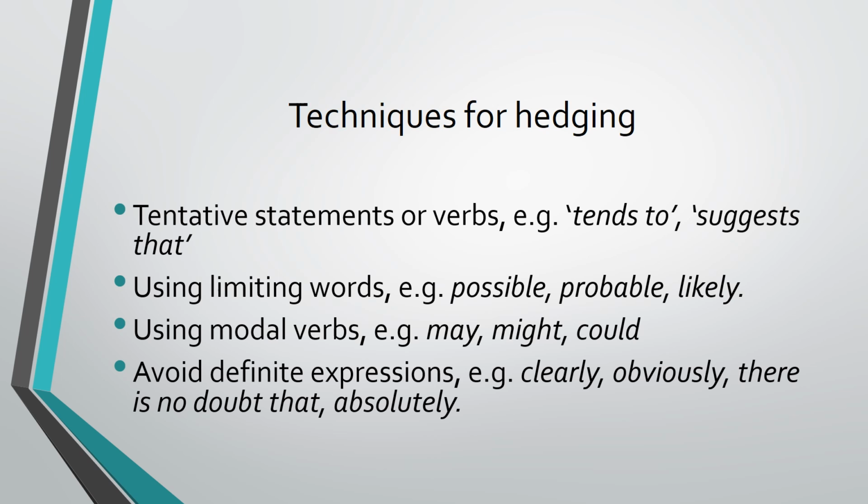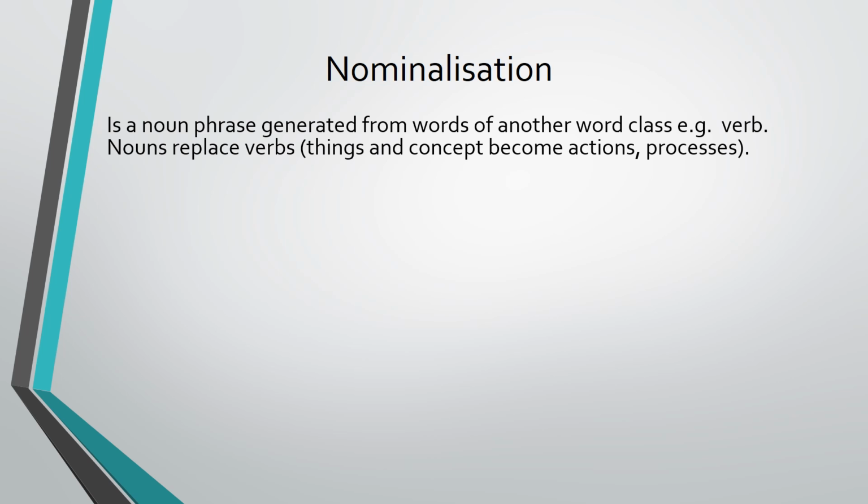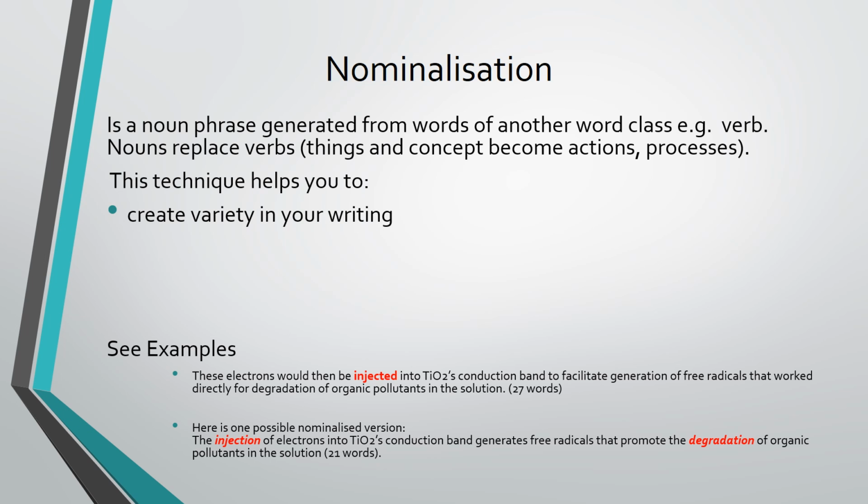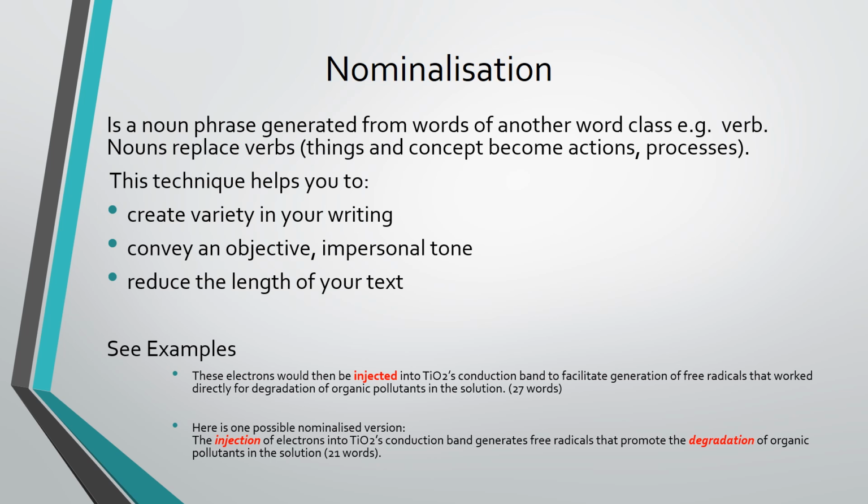The next important feature of scientific writing is nominalization. Nominalization is the use of a noun phrase generated from words of another word class, usually a verb. In this process, nouns, things, concepts or people replace verbs, actions or events. This technique helps you to create variety in your writing, convey an objective, impersonal tone, reduce the length of your text, and make your writing more abstract and formal.